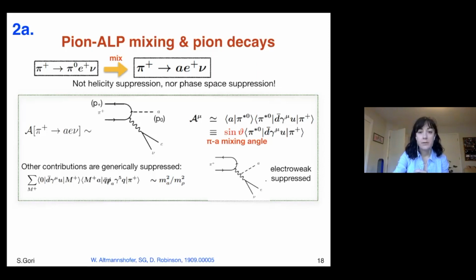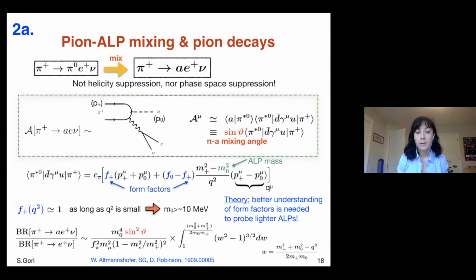The matrix element for an off-shell pi 0 and the pi plus will depend on two form factors, and actually only this F plus form factor is the relevant one. We know that it is approximately equal to 1 if the Q square of the process is relatively small. That tells us that we need to focus on ALPs that are not too light, say above 10 MeV or a few MeV. Having this information, we can compute the branching ratio as well as the kinematics of the process. And actually, the kinematics of the process is very important if we then want to reinterpret the pion experiment data.